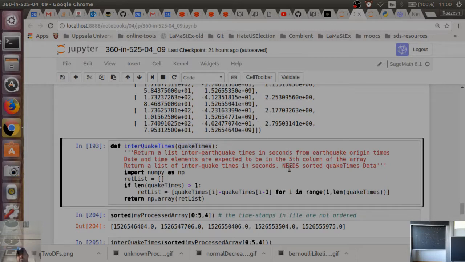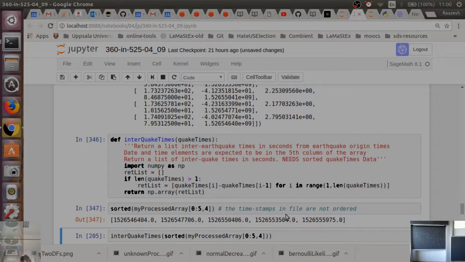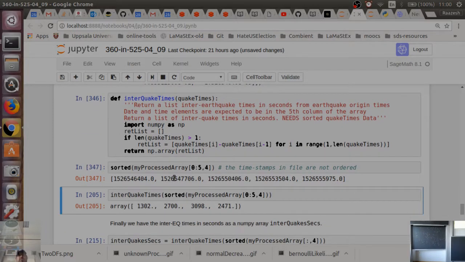But if you give it timestamp-sorted things, I just want to do a simple list comprehension by taking consecutive quake times: quake times of i minus quake times of i minus 1, for i in range 1 to length of quake times. So I just look at consecutive things and take the subtractions in the right order. And I'm done, basically, right? Remember, sorted is how you would take an array and get the sorted list of it. Because if you don't sort it, you will see that they are not even in order.